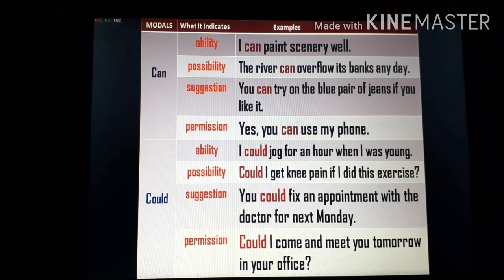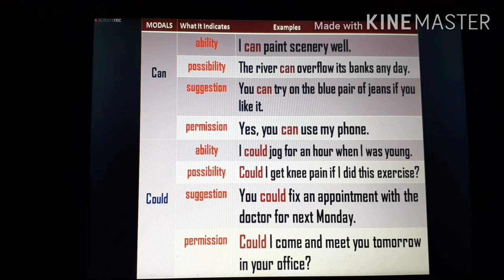The very first one is can, which expresses ability, possibility, suggestion or permission. I can paint scenery well. It shows the ability of the speaker or the subject. The river can overflow its bank any day. This sentence suggests possibility. You can try on the blue pair of jeans if you like it, expresses suggestion. Yes, you can use my phone, expresses permission.